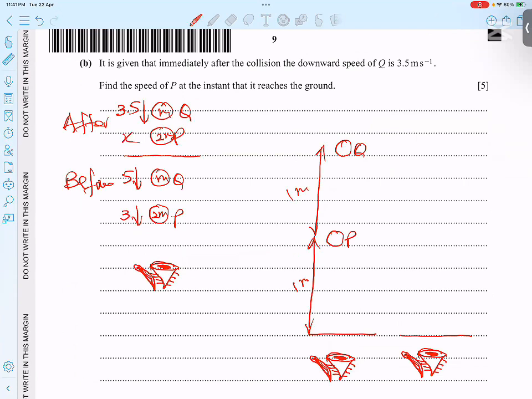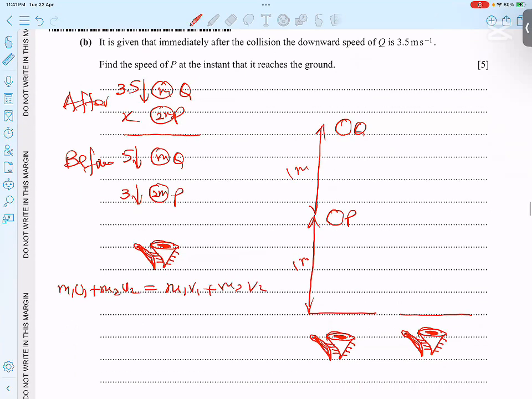And its speed is X. So what is the basic formula? M1U1 plus M2U2 is equal to M1V1 plus M2V2. You will see that I did not put any direction, though I know it's coming downwards. So we'll get it automatically from X. If this answer comes positive, it is going upwards. If it comes negative, we will know.